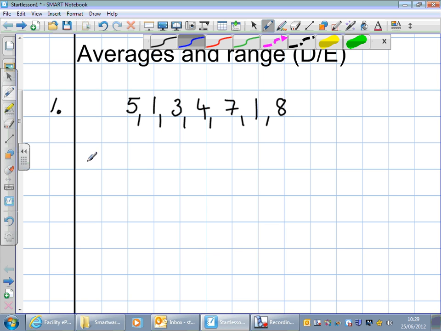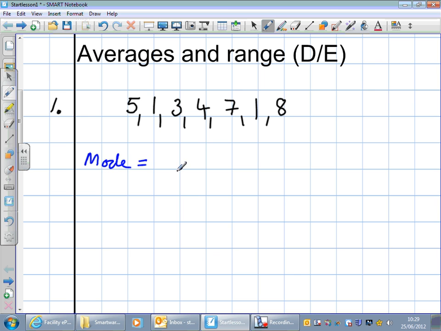Now, let's look at these averages. The first one, perhaps you're familiar with it, viewers, is the mode. The mode is the most common bit of data. And here, 1 occurs more than any other bit of data. So could you write down the mode is 1? So that's one average. The next average is the median.